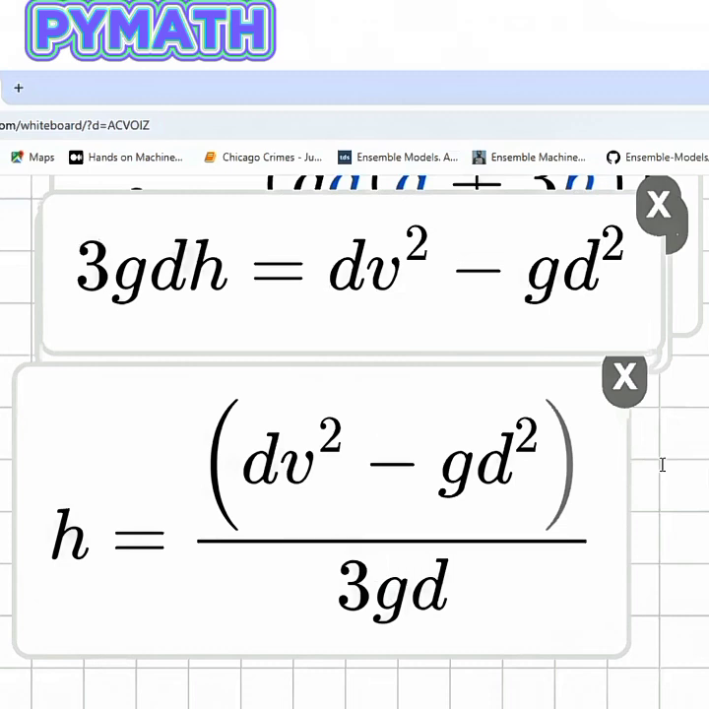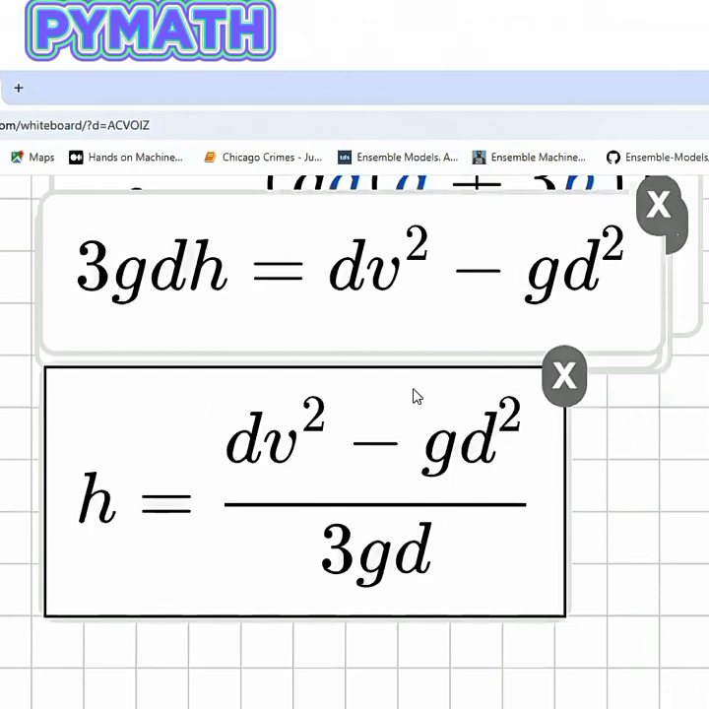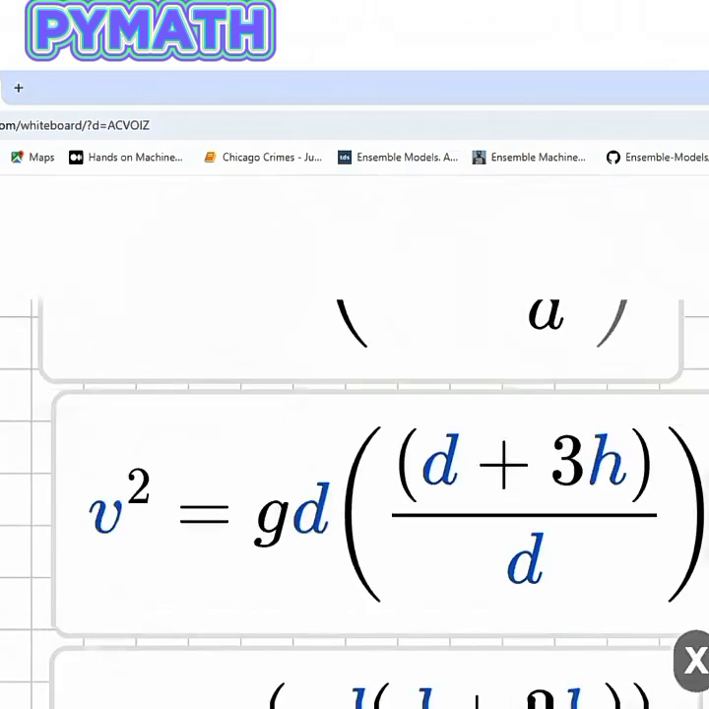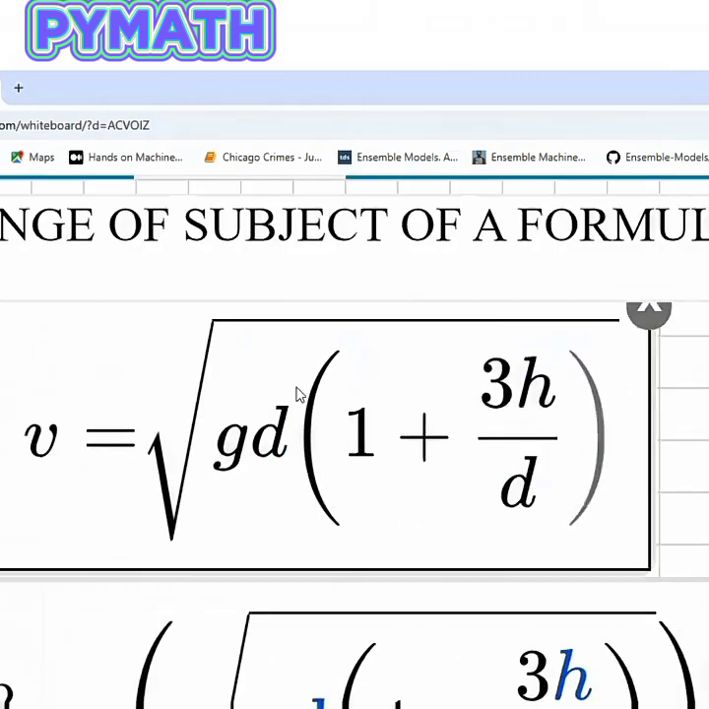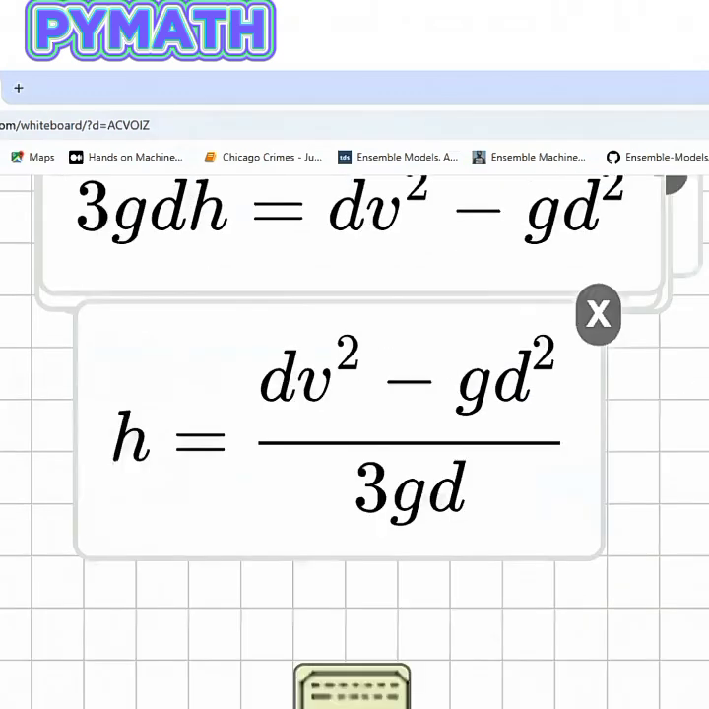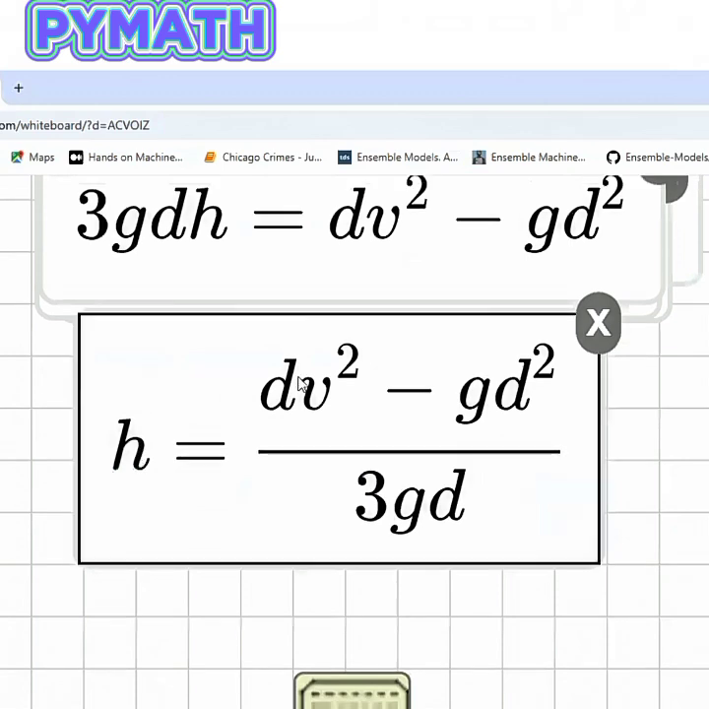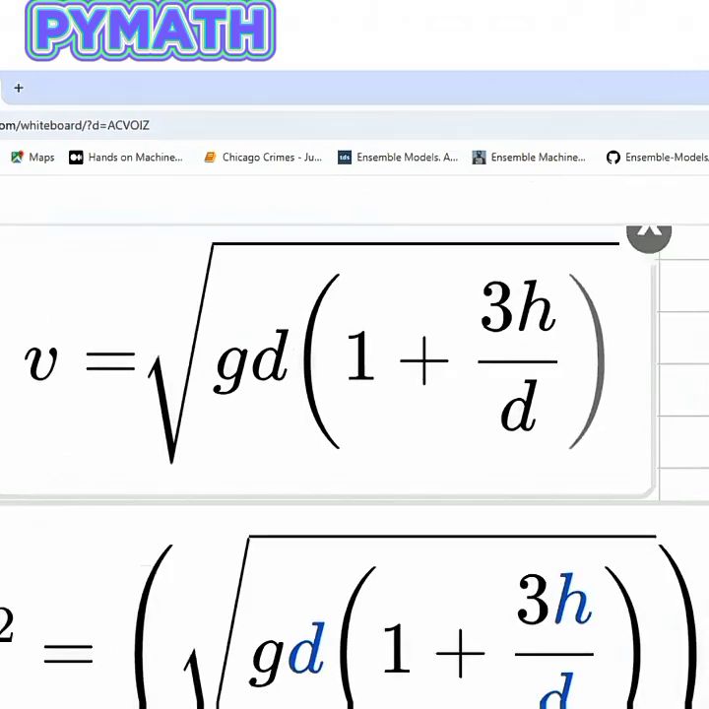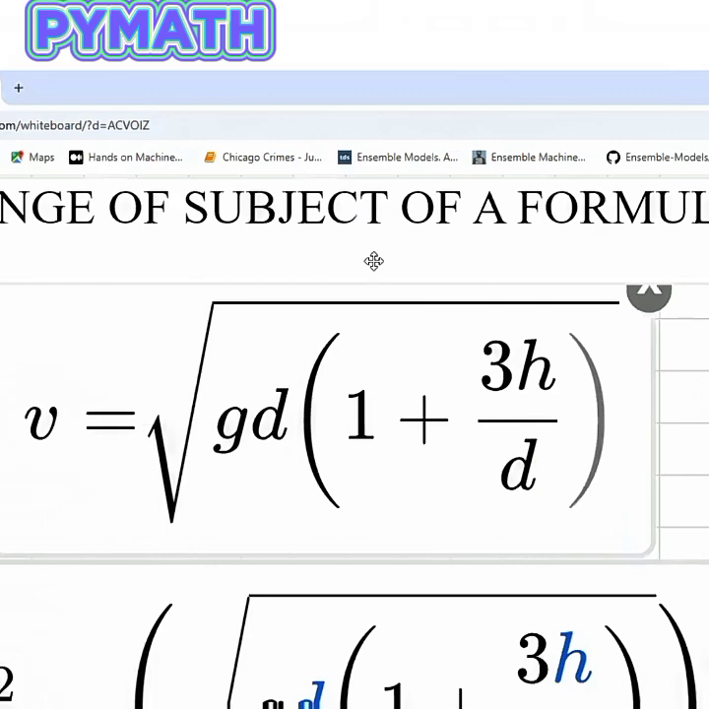So this is our solution. Let me take out the brackets. So this is what we got. We have made h the subject of this formula. Now looking at the formula where we came from, this formula itself had a subject v, and our interest is to make h the subject of the formula. And we've made h the subject of the formula. So h is now dv squared minus gd squared over 3gd. So this is very clear, and this is how you can change the subject of a formula.